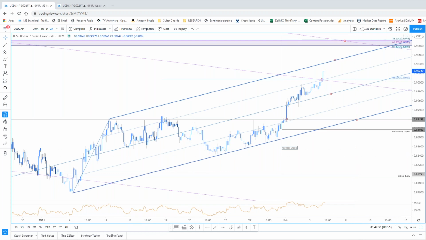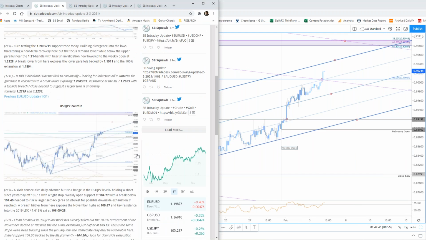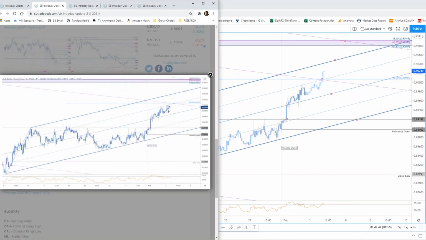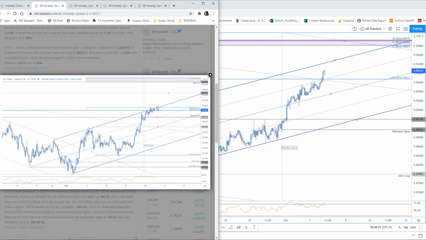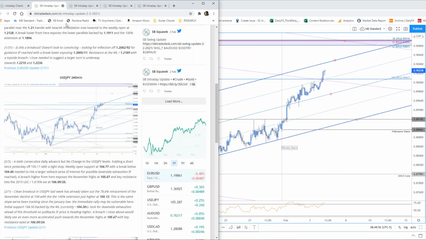Okay, so that was last night's update. Previous to that, and again, here was that update from last night. There's the breakout heading into resistance. So no change to any of those levels. And again, a quick recap on dollar yen. Here's the breakout that we're talking about here. Watch out for that ripper.